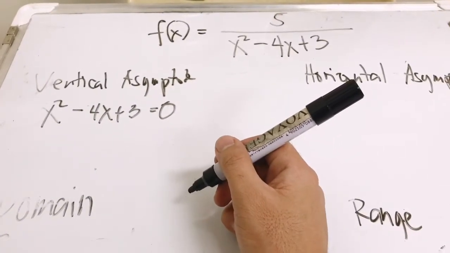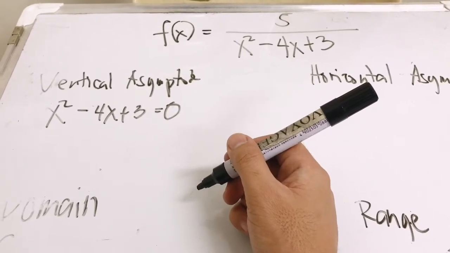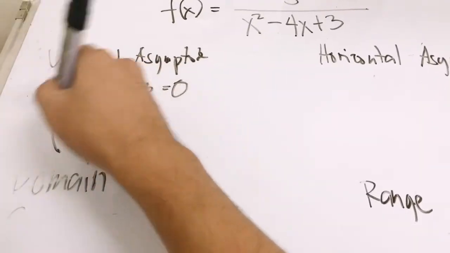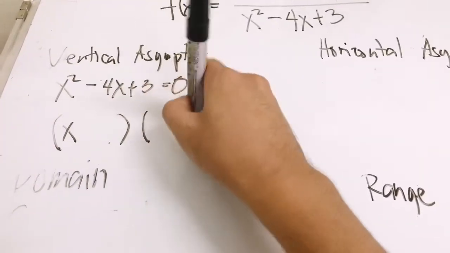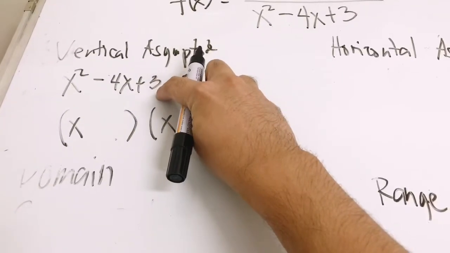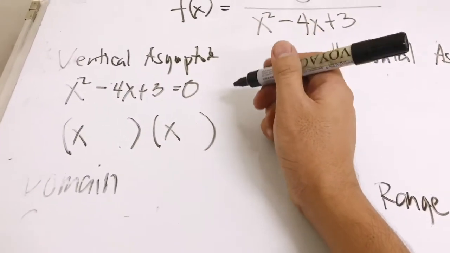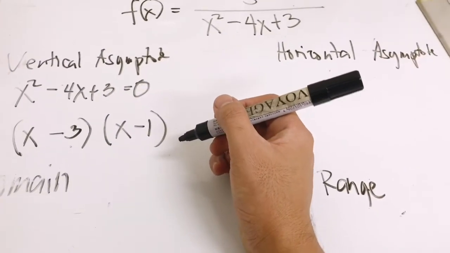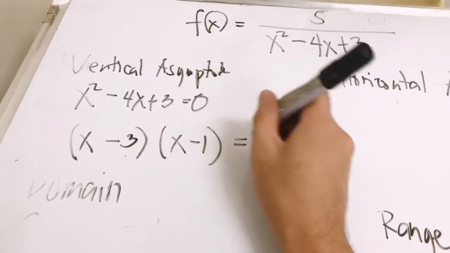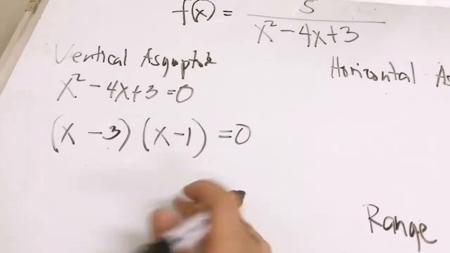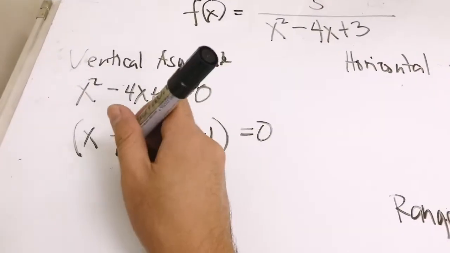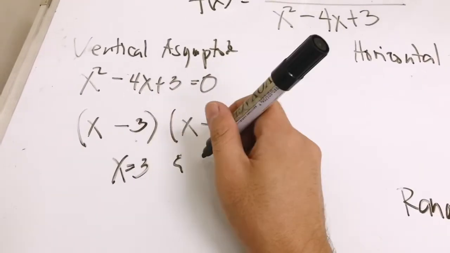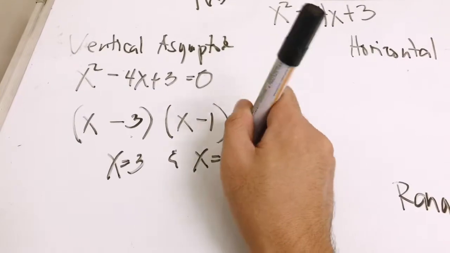Since we can't directly identify the value of variable x, we factor out the denominator. So ang magiging factor nito, we have x minus 3 and x minus 1, since this is 3, then negative 4, therefore we come up with negative 3 and negative 1, is equal to 0. So let's identify now the value of our variable x. In this case, we have x is equal to 3 and x is equal to positive 1.